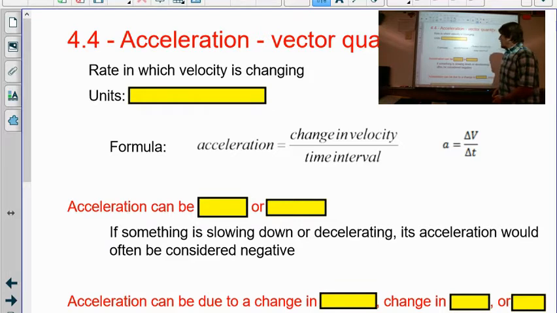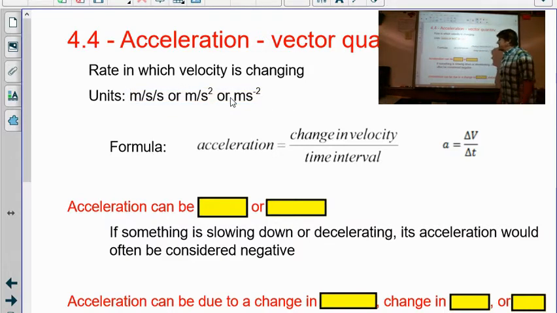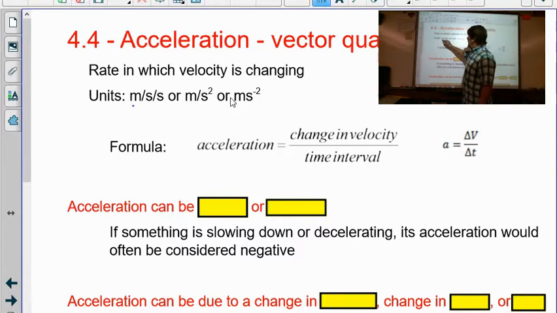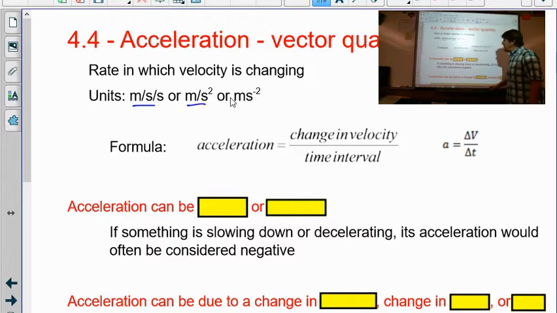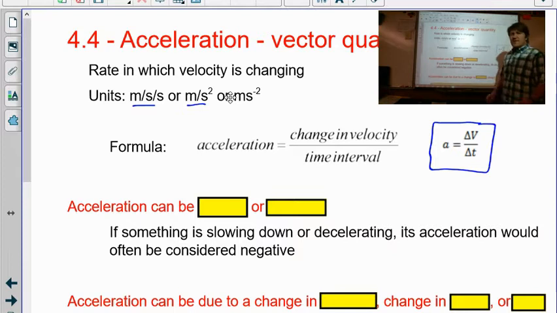And for the units, we're going to look at the formula. The formula is change in velocity divided by the time interval. Well, change in velocity, your speed, if you will, is going to be measured in meters per second, and your time is measured in seconds. So meters per second divided by seconds is going to be meters per second squared. So your units can be written a number of different ways. I will typically write it as this or this, but you may see it as meters seconds to the negative two as well.